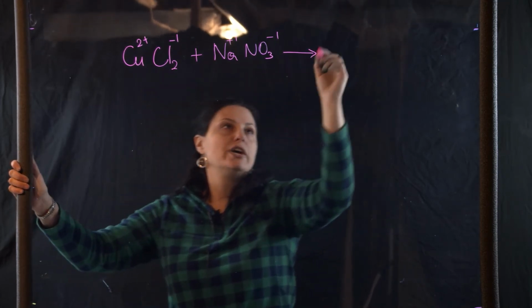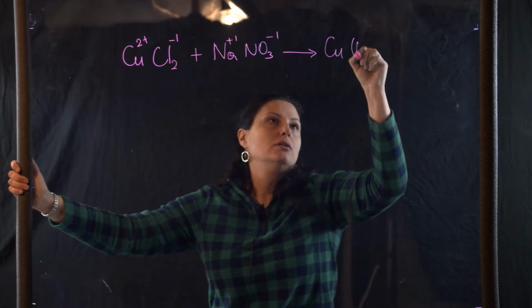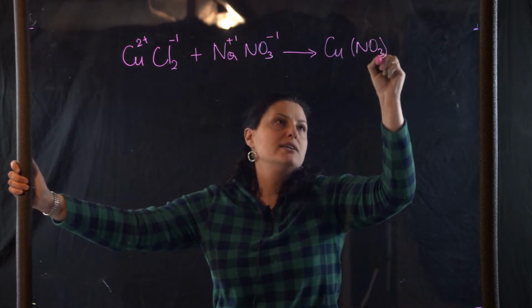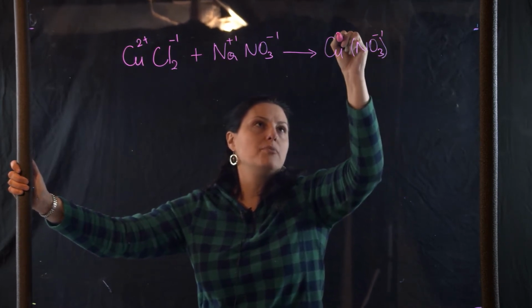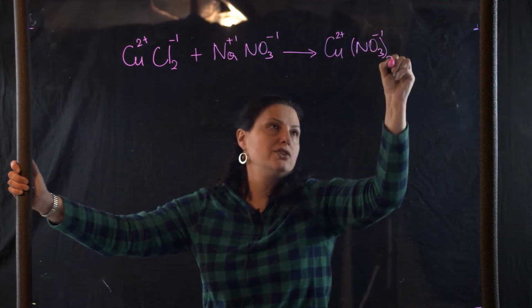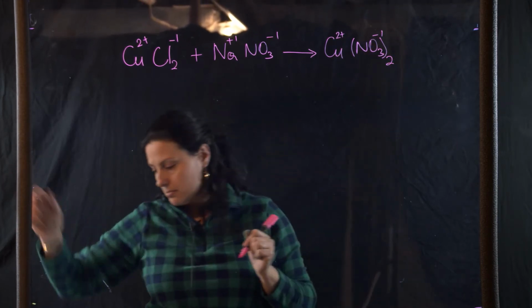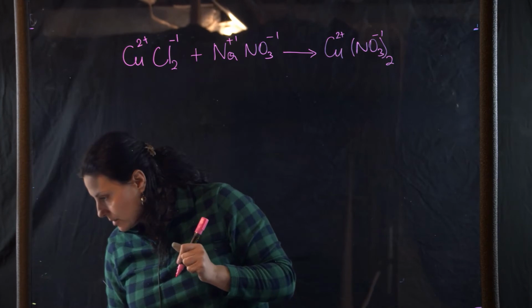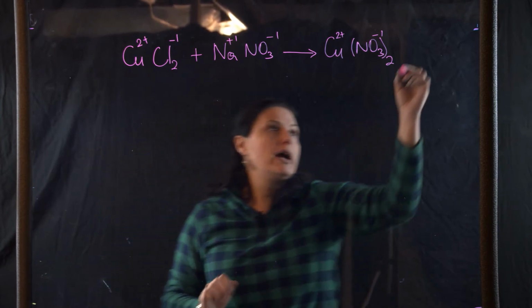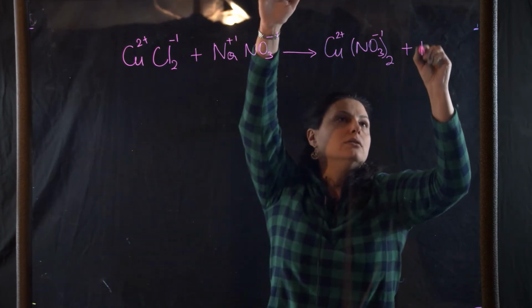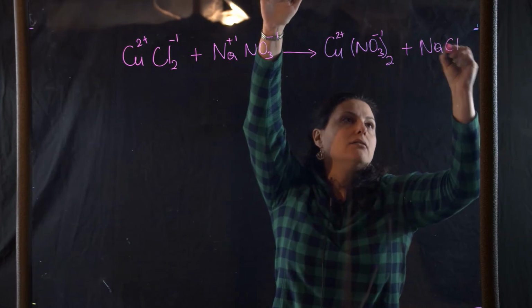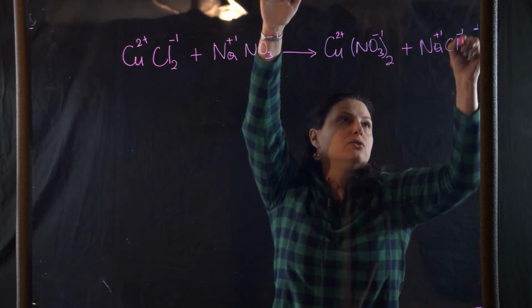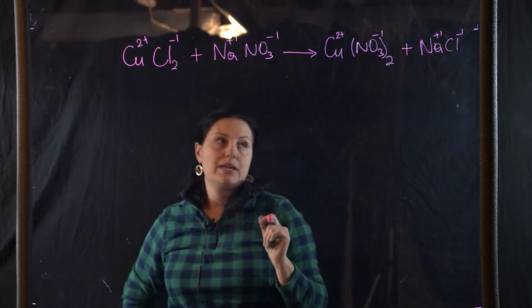Copper 2 nitrate. Now remember, because nitrate is a -1, copper is a 2+, I need 2 nitrates. So I need a 2 down by the subscript at the bottom. And sodium chloride, NaCl. Sodium is a +1, chlorine is a -1. I don't need to do anything there.